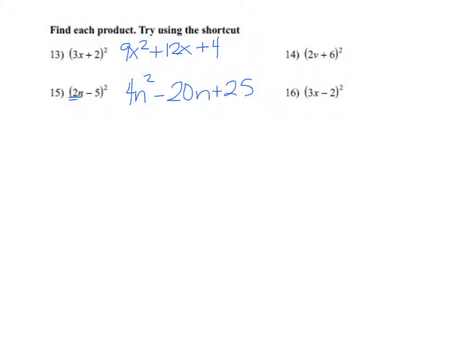Okay, you try 14 and 16. Pause the video. Okay, hopefully that's what you got right there. So from here forward, that's how I'm going to square those binomials. I'm going to try to use that shortcut. So you try to do that too. Use your shortcut.